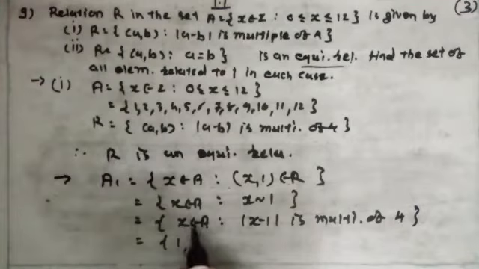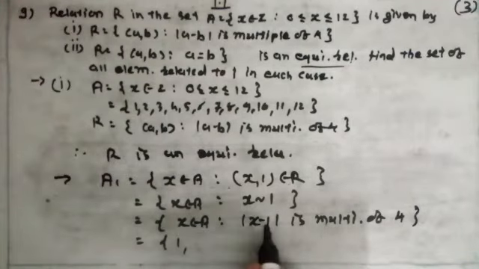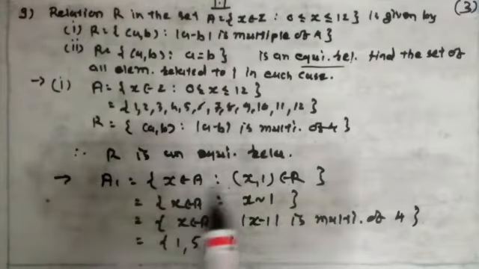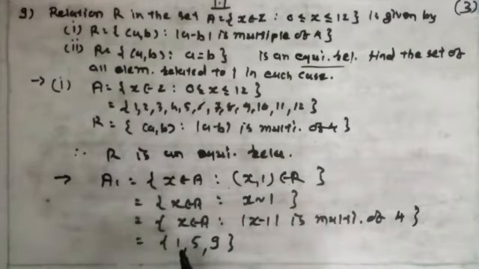Second, if we take x is equal to 5, then 5 minus 1 is equal to 4, that is a multiple of 4. Then number 9 minus 1 is 8, and 8 is a multiple of 4, so 9 also. That is, the equivalence class containing 1 is {1, 5, 9}. The numbers related to 1 are 1, 5 and 9.